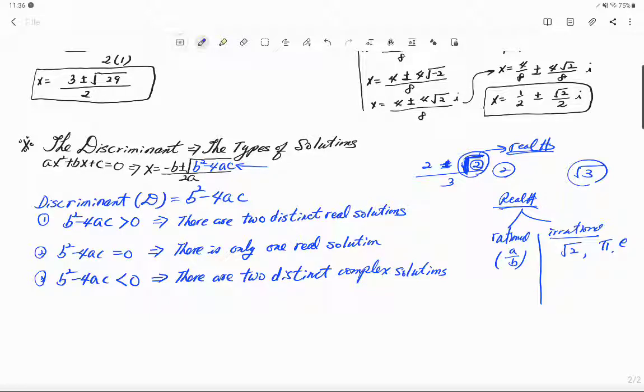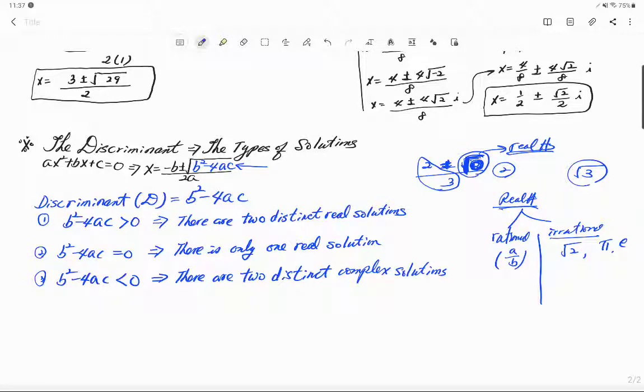Okay, what if the discriminant is equal to 0? Then this part is 0, so plus or minus the square root of 0 means plus 0 minus 0, so we have only one solution, one fraction. And this is a real number. So if the discriminant is 0, there is only one real solution.